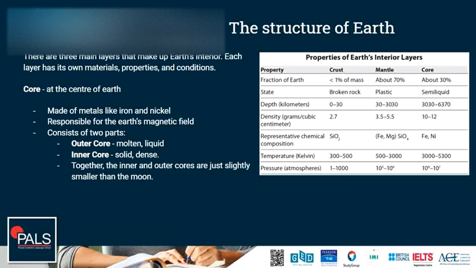The core is at the center of Earth. It's made of metals like iron and nickel, and it's responsible for the Earth's magnetic field. It consists of two parts, the outer core, which is molten and liquid, and the inner core, which is solid and dense. Together, the inner and outer cores are just slightly smaller than the Moon. The magnetic field of Earth is produced due to the rotation and movement of the core.